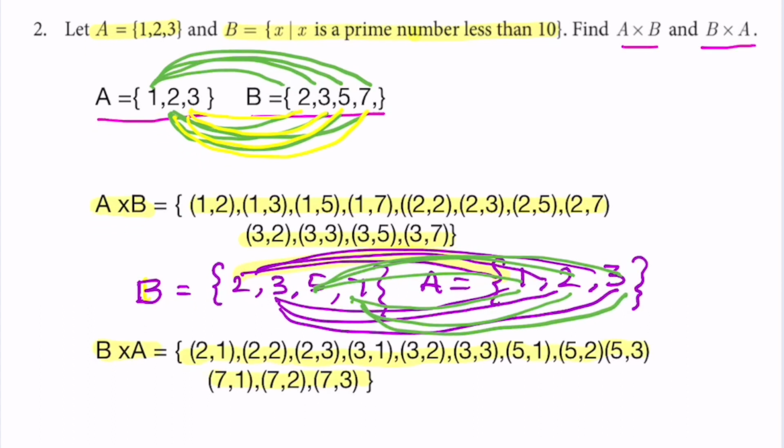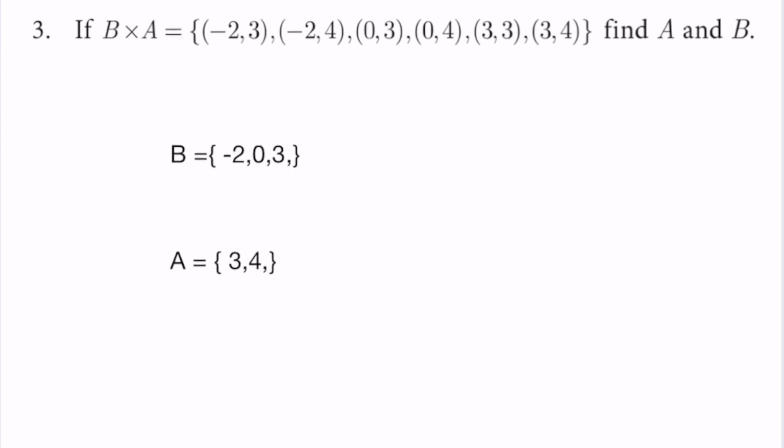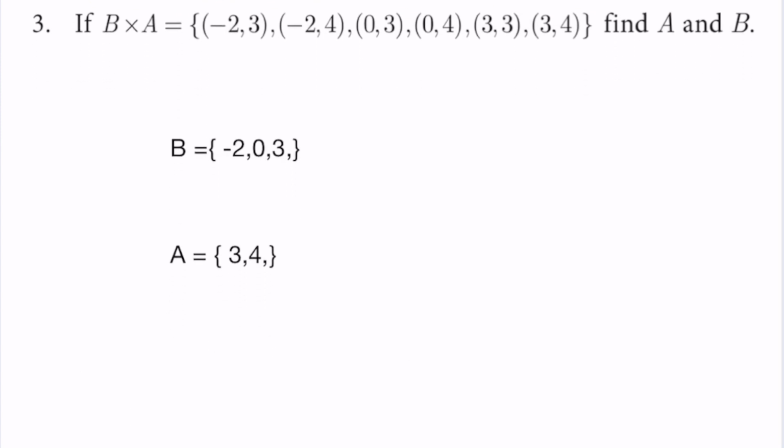So now let us go and solve the third sum. It is given B cross A is a set of all ordered pairs minus 2 comma 3, minus 2 comma 4, 0 comma 3, 0 comma 4, 3 comma 3 and 3 comma 4. They have asked you to find A and B.